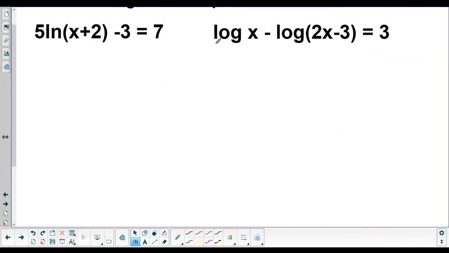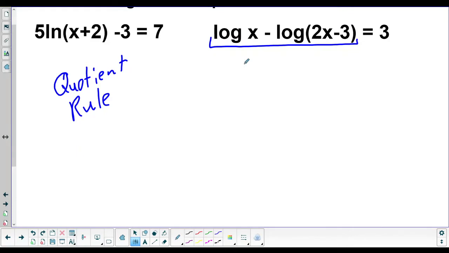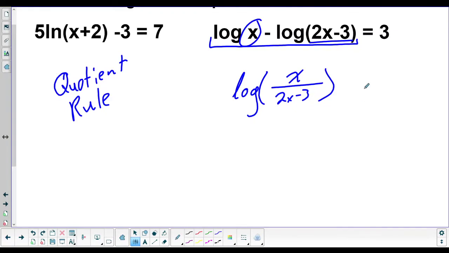What we want to do here is condense these logs into one log, and then we'll have a single logarithm that we can rewrite as an exponential. So if I rewrite these using the quotient rule, the quotient rule just says that as long as the bases match, I can rewrite it as a single logarithm with a fraction as the argument. The positive logarithm, its argument will go on the top of the fraction, and the negative logarithm, its argument will go on the bottom. Still equals 3.